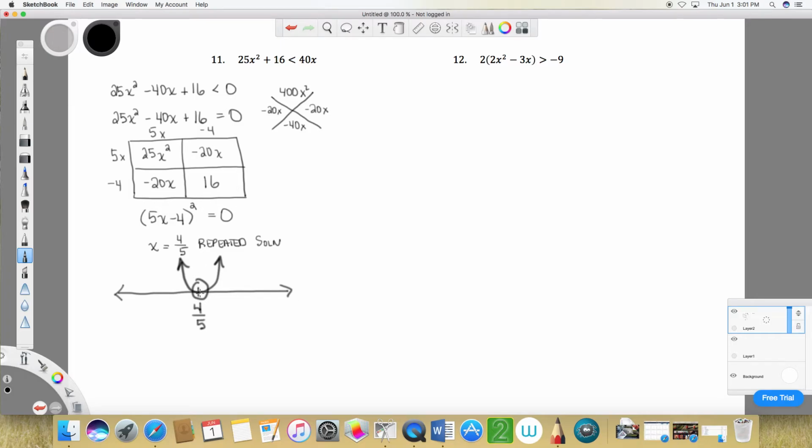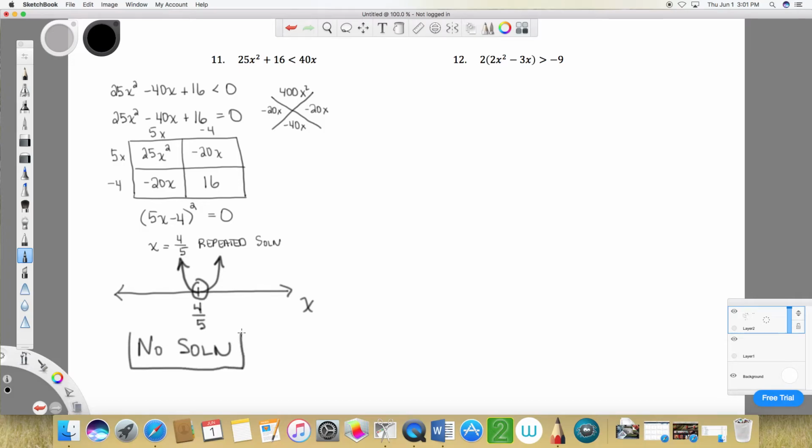Now, I want numbers that are less than 0. Well, I can see that 4/5 will give me a number on the x-axis that will equal 0. Now remember, we don't want it in our solution set because it was a strict inequality. If I look to the left of 4/5 or to the right of 4/5, the parabola is above the x-axis. There's no value of x that I can plug in and do this arithmetic and get a negative number. So this quadratic inequality has no solution.